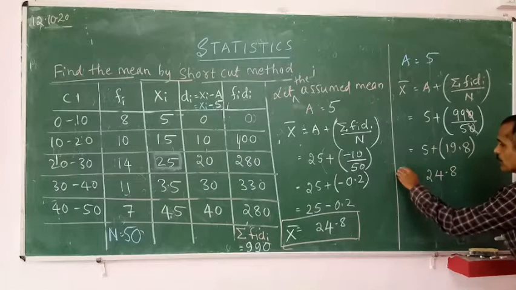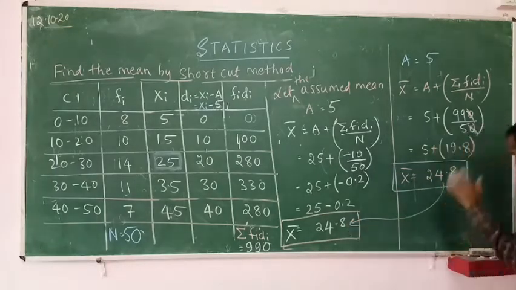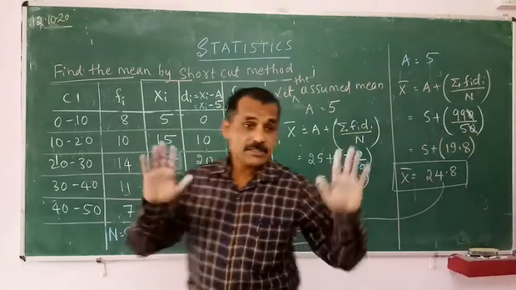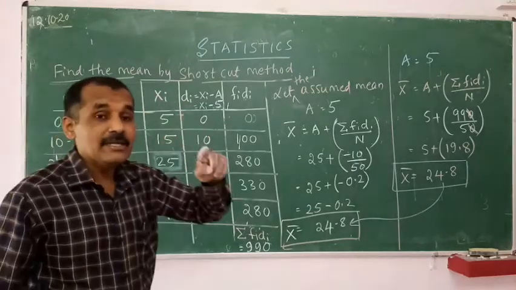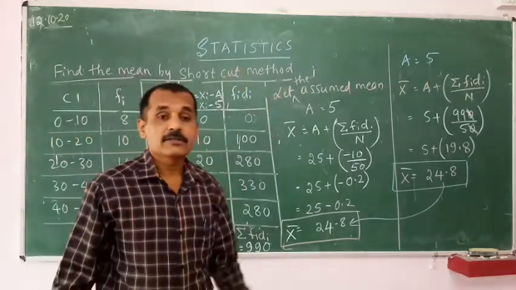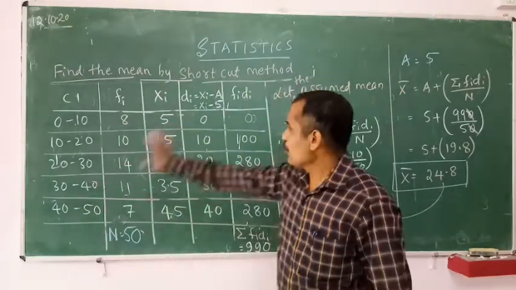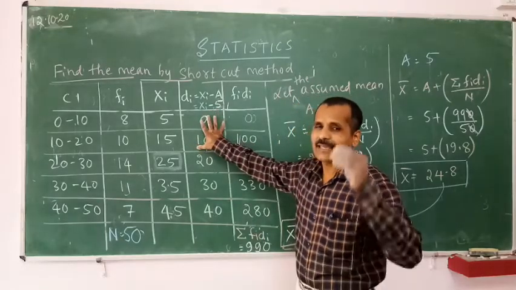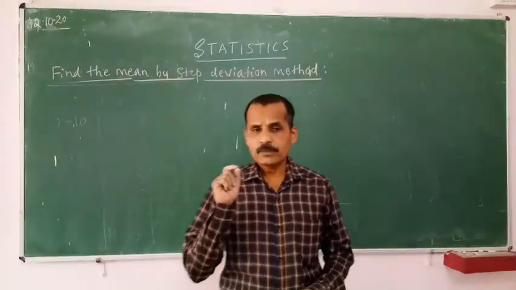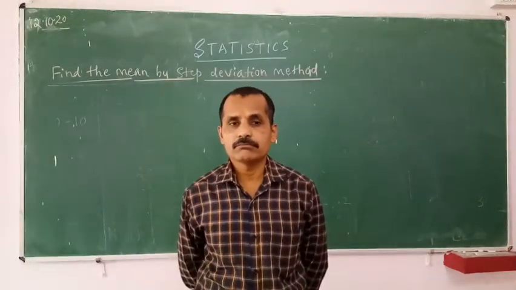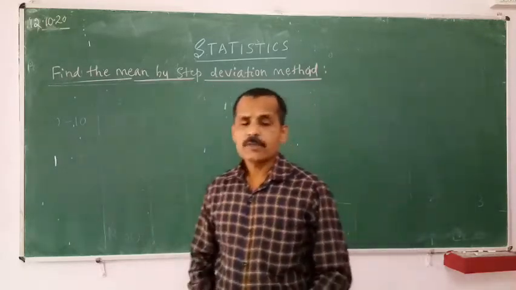24.8 is the value of arithmetic mean, which is exactly the same. So this is all about your problems of finding the mean by shortcut method. We are going for one more method now, that is step deviation. Those who have understood this can solve the problems of step deviation very easily. We are going for the third method of finding the mean, that is called the step deviation method.